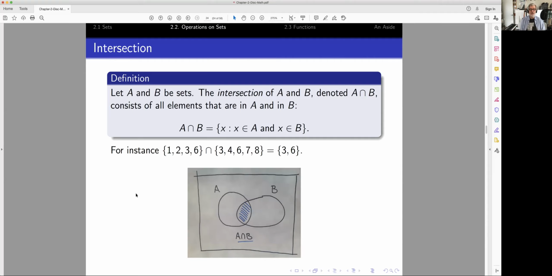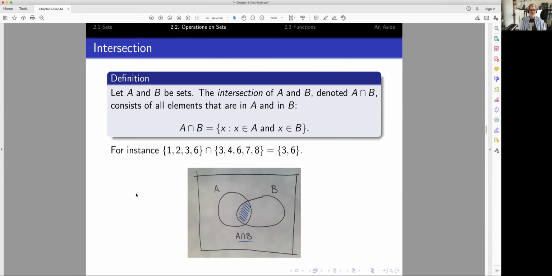So the little picture there is very useful. That's the intersection of the two sets A and B. I gave you an example here: {1, 2, 3, 6} intersect {3, 4, 6, 7, 8}. The elements in common are 3 and 6. Nice and easy, I think.